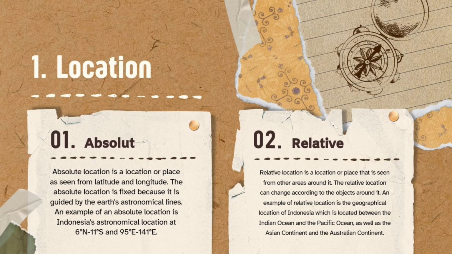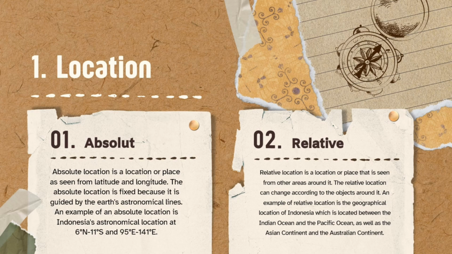Absolute location is a location or place as seen from latitude and longitude. The absolute location is fixed because it is guided by the Earth's astronomical lines. An example of an absolute location is Indonesia's astronomical location at 6 degrees north to 11 degrees south and 95 degrees east to 141 degrees east.